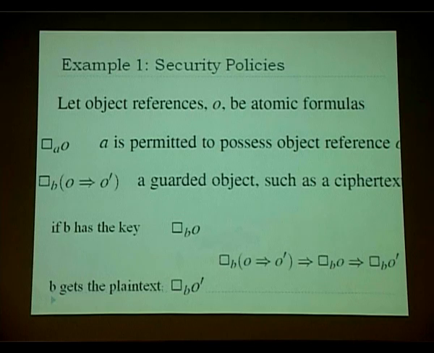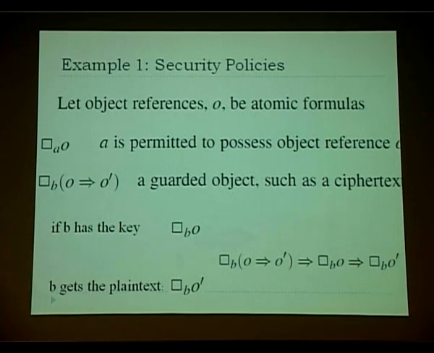That's how I'm going to read it. Okay? And there are really simple examples of these things. Okay? So let's look at something like O implies O prime, where O and O prime are both object references. From a programming perspective, these are guarded objects. Okay? So what's a guarded object?